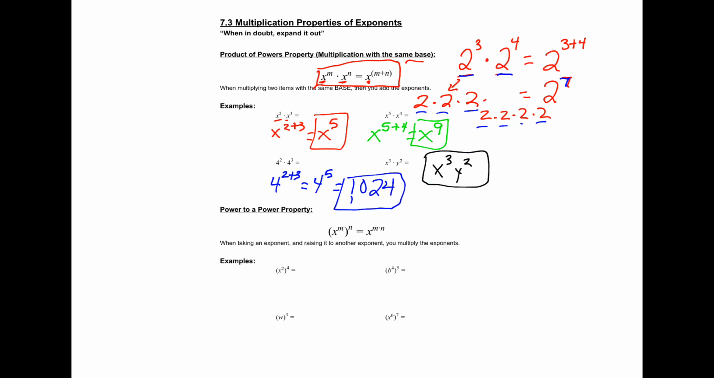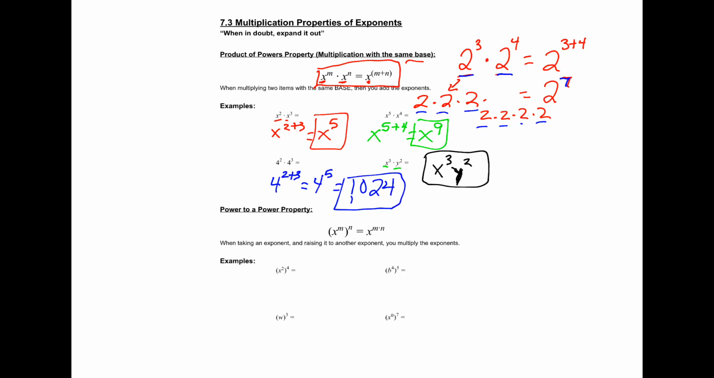1024 for our answer there. And then x cubed times y squared. Careful if this one tripped you up. The correct answer for this one is x cubed y squared. Why do you think that we didn't combine those? Hopefully you notice that here we do not have the same base. We have an x and we have a y. They're not the same base, so we can't combine them. So we just leave them exactly as is. There's nothing we can do.